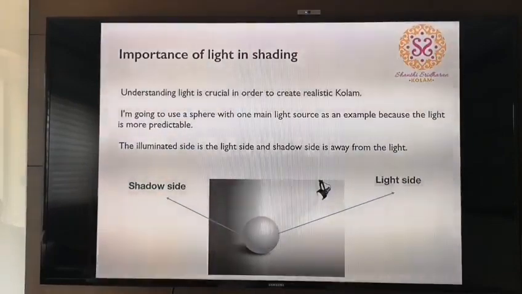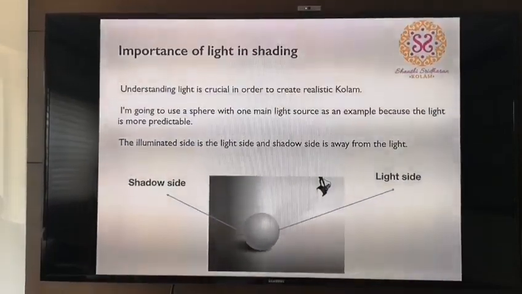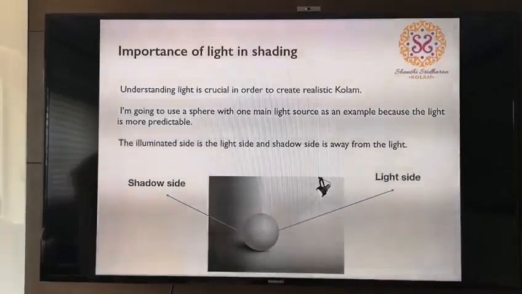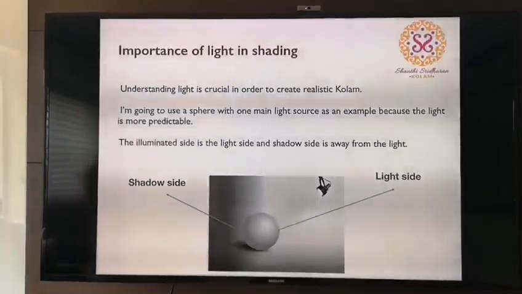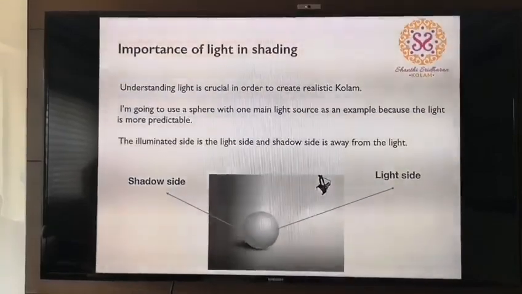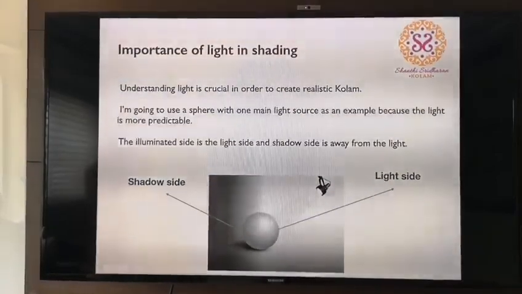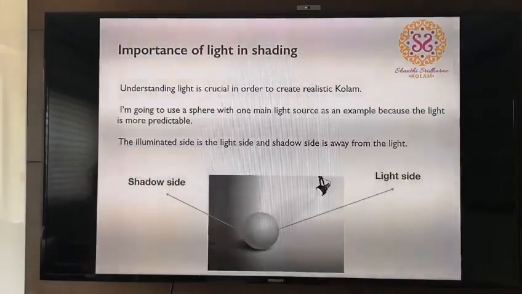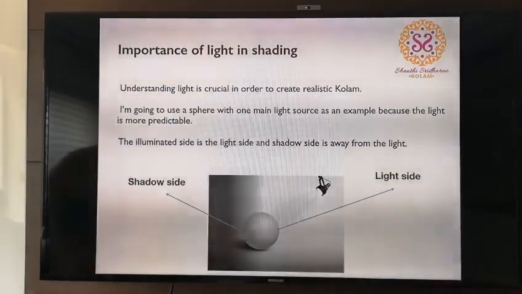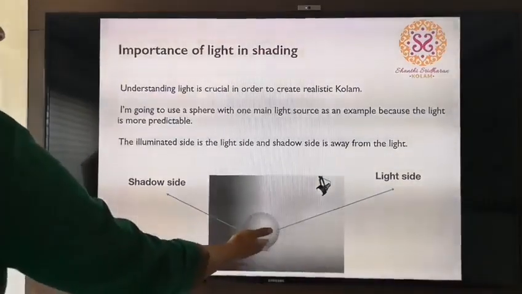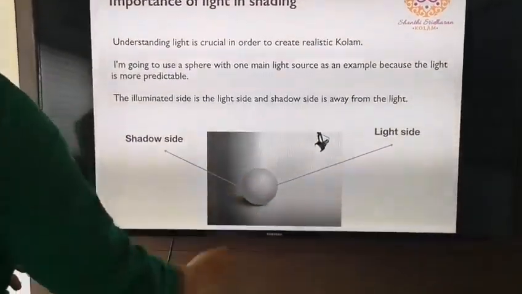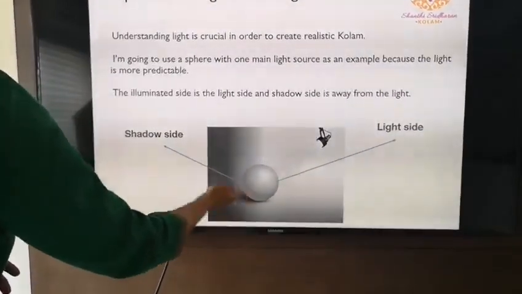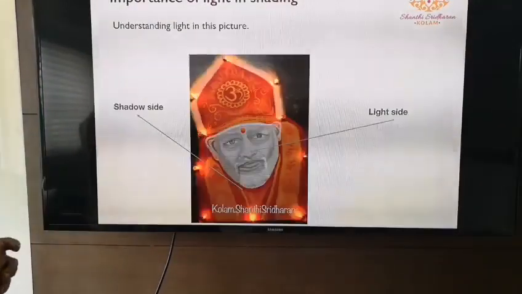Now, importance of light in shading. Understanding light is crucial in order to create realistic color. I am going to use a sphere with one main light source as an example because light is more predictable. The illuminated side will be my light side and the shadow side is away from my light. If you take this picture, the light is illuminated on the sphere directly. So this side will be my light side and the darker side will be my shadow side.